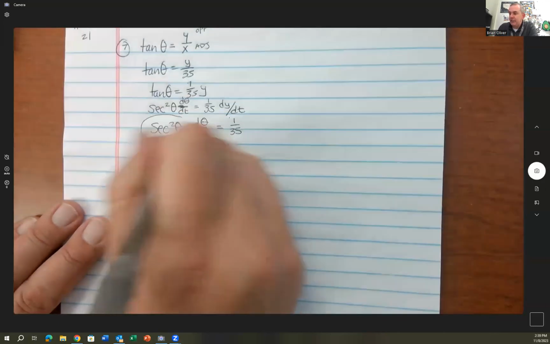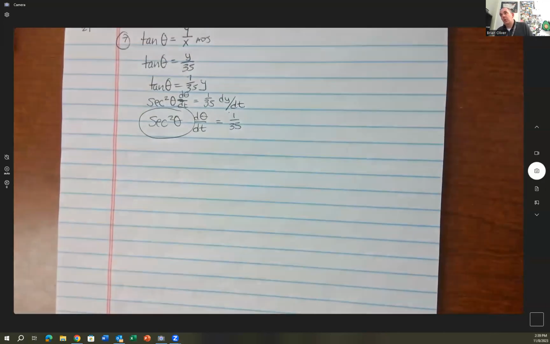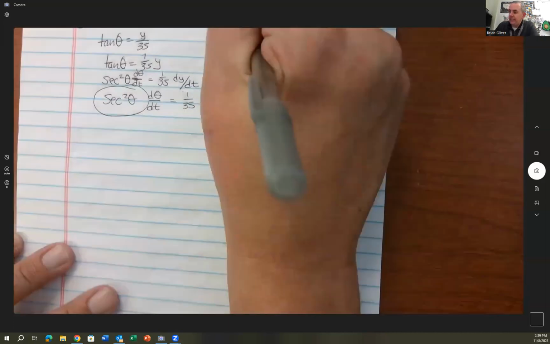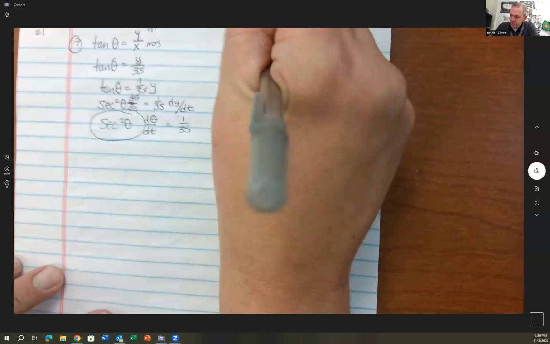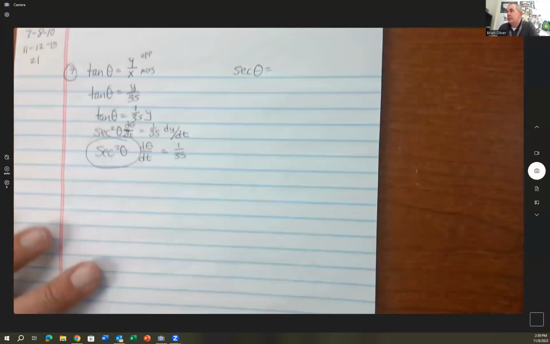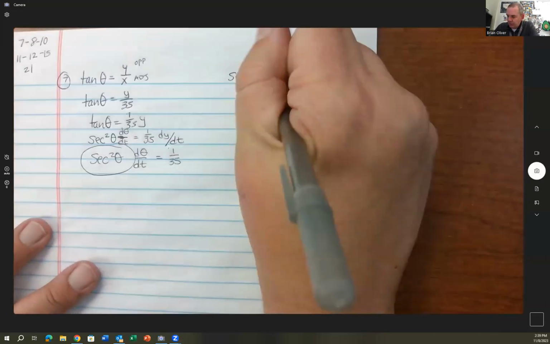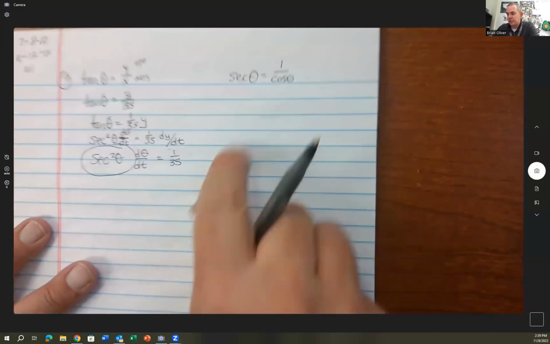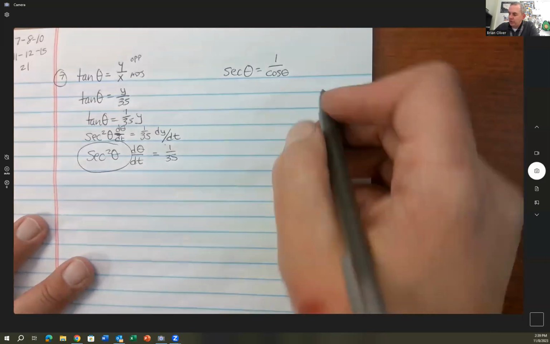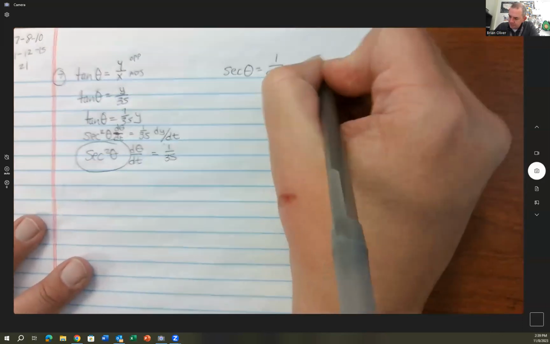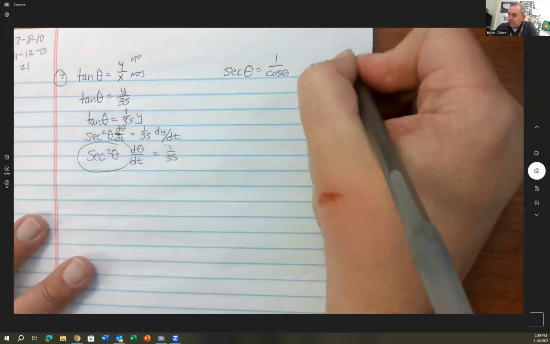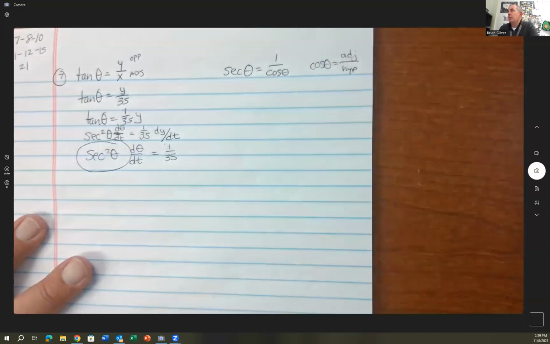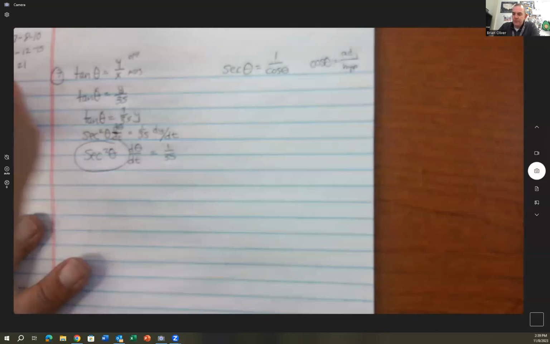So I need to figure out what secant squared theta is. Okay, here is the trick on this one. In order to figure out secant, I ask this question all the time. What is secant? Everybody likes to say secant is 1 over cosine, and that's right. That's good, but that still doesn't help, because it's in terms of another trig function. So let's figure out what cosine is. Cosine is adjacent over hypotenuse.